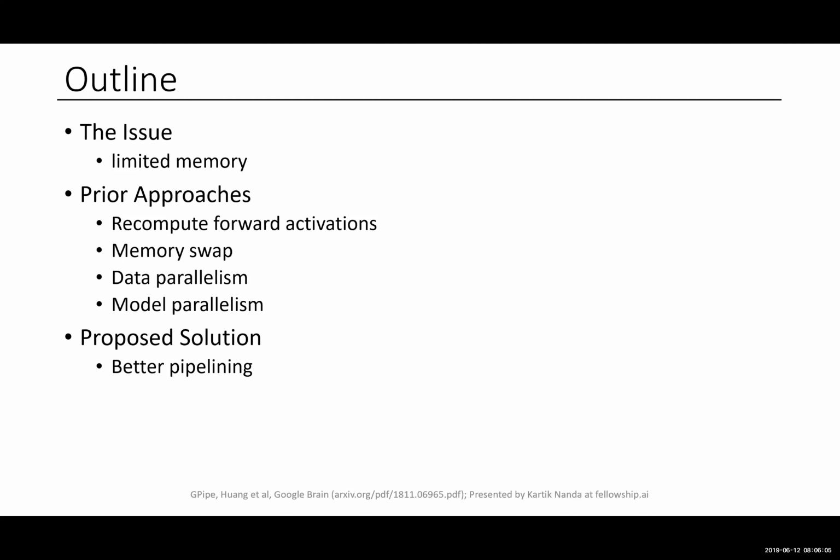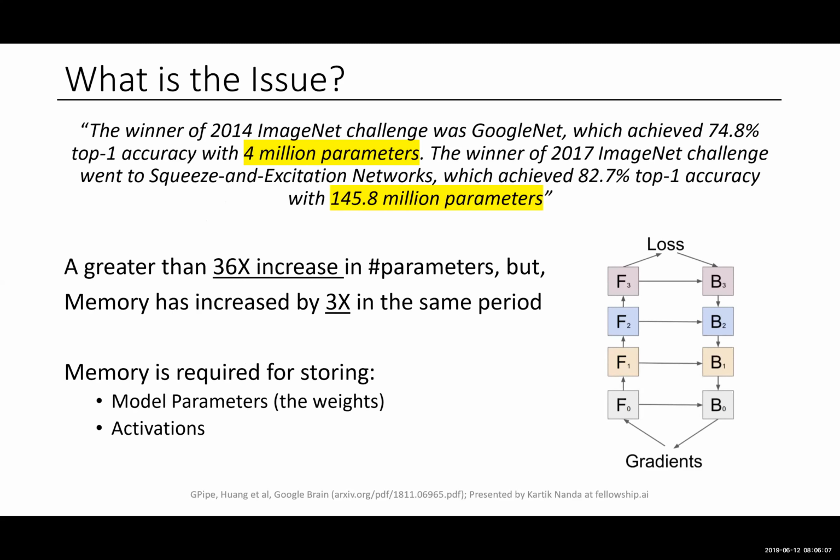So what is the issue? And this is a quote from the paper itself. Memory has increased. So the amount of memory that is actually available on, let's say, GPUs or on typical accelerators that are used to run training, that memory capacity has increased by 3x over the, let's say, the last 3 years.